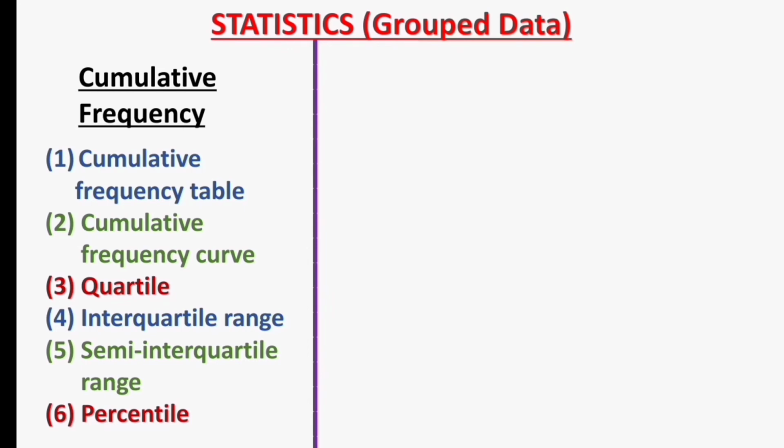Lastly, let's learn about cumulative frequency. This involves 6 of the terms listed here. Number 1 is cumulative frequency table. Number 2, cumulative frequency curve. Number 3, quartile. Number 4, interquartile range. Number 5, semi-interquartile range. And number 6, percentile.